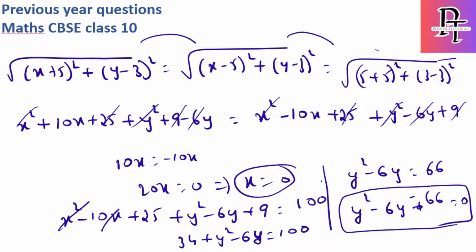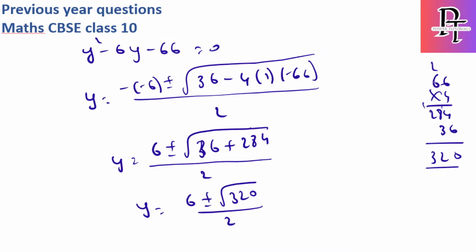Okay, b square minus 4ac, 6 4 24, 2, 6 4 24. Okay, it is 264. 264 and 36, 300. It is root of 300. Okay, now we can solve it, because it will be 6 plus or minus 10 into root 3 by 2.